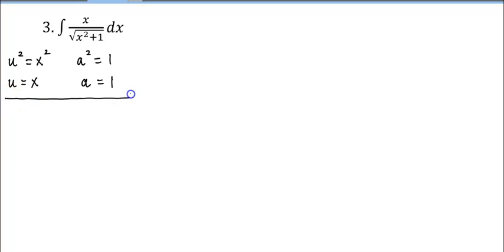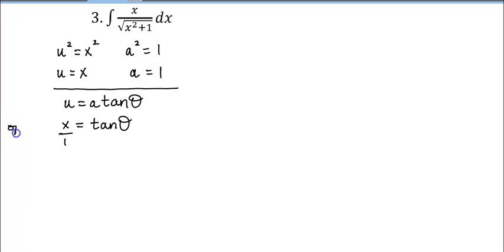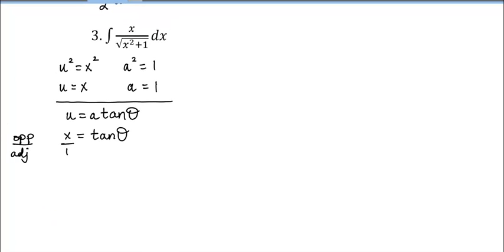Because we had that u squared plus a squared under the square root, we are using the substitution that u is equal to a tan theta. Now that we know what u and a are, we have that x is equal to 1 tan theta. So tangent theta is x over 1, which is opposite over adjacent. We will use that when we set up a triangle.